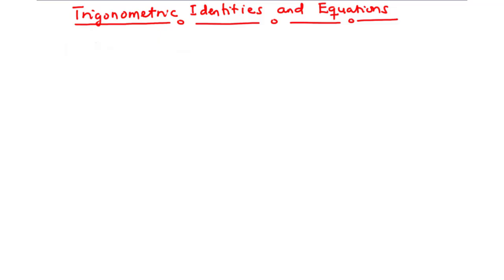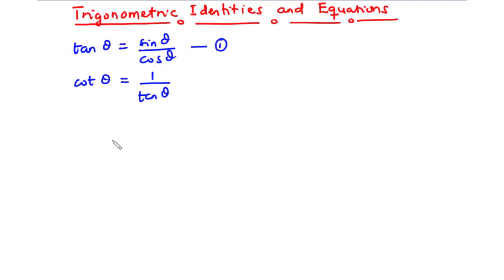So even before we start solving questions, there are some basic trig identities that we need to know, even though we are not going to prove that in today's video. So the first one is tan theta is equal to sin theta divided by cos theta. Next, we have cot theta is equal to 1 over tan theta.